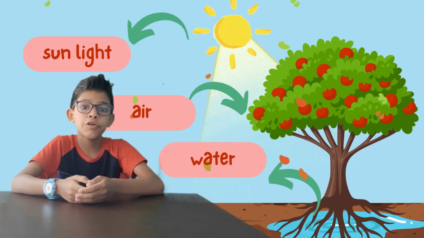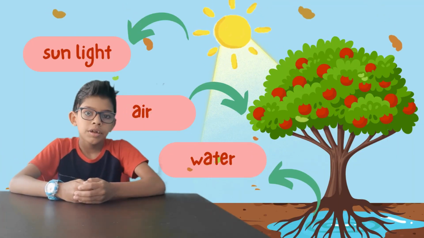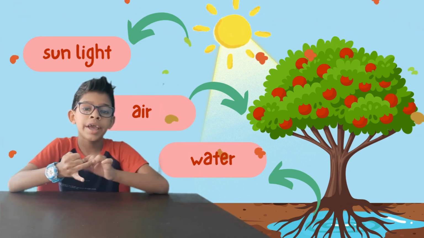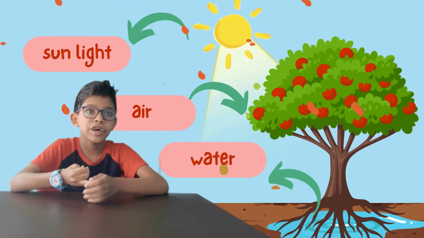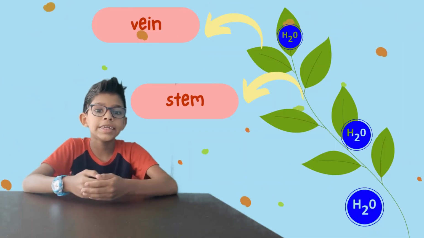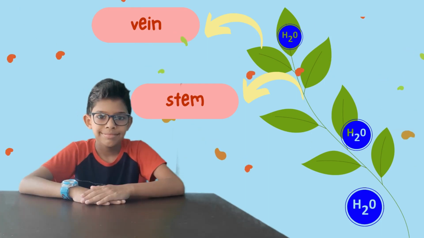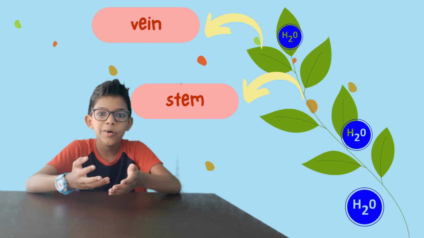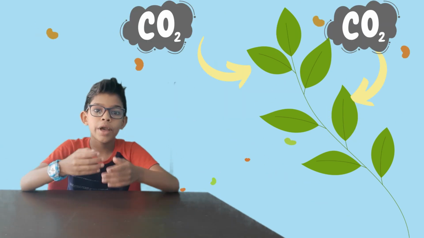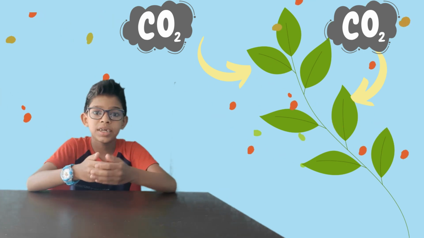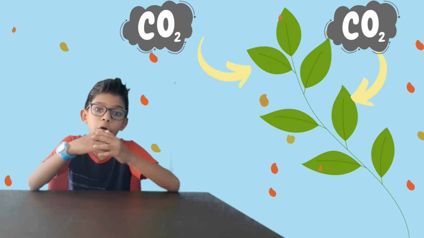Trees need food to help them grow. Trees use sunlight, water, and air called carbon dioxide to make their food. Do you know that? The stem and veins carry the water to the leaf. It is like a playground for water to ride. Now, do you know how air goes into the leaf? There are some holes in the leaf, so air can go in.